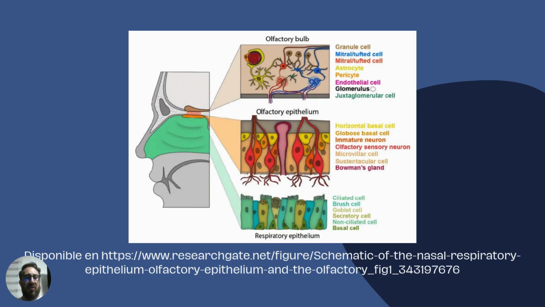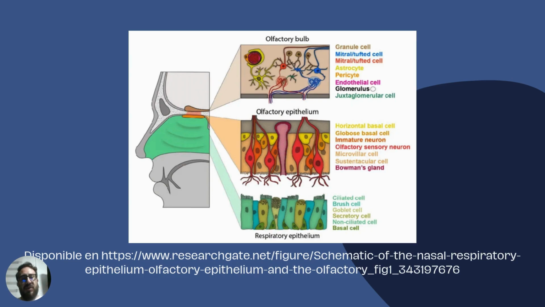Goblet cells produce mucus that traps dust, microorganisms, and other particles present in the air. Meanwhile, the cilia move the mucus towards the pharynx, where it can be swallowed or expelled.